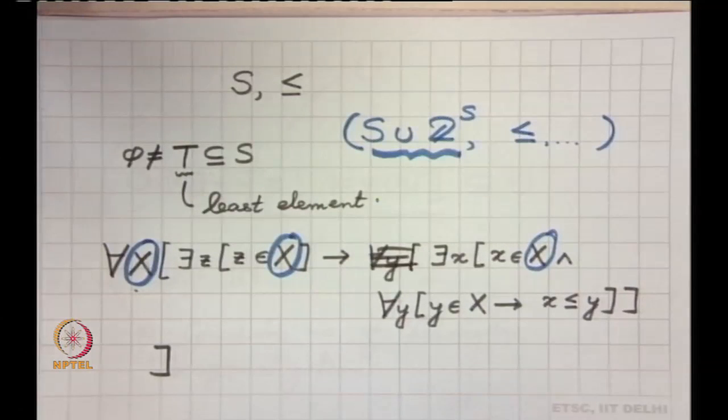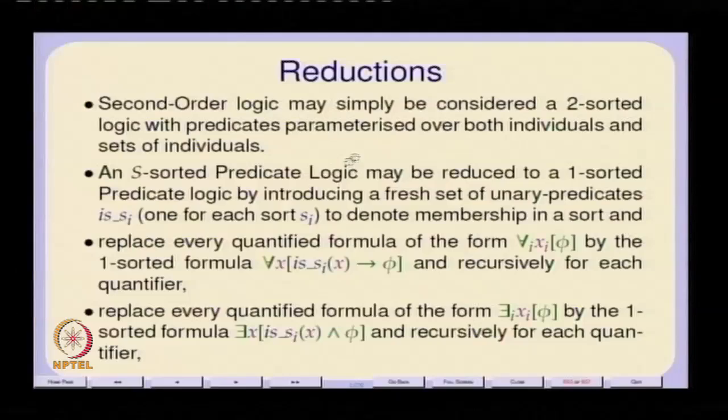So, we can think of this as a two sorted structure with a first order predicate less than or equal to. And what we may do is think of second order logic as simply a two sorted logic with predicates parameterized over both individuals and sets of individuals. So, in that sense we have reduced second order logic to a two sorted first order logic. There is actually a further reduction possible. Any S sorted predicate logic may be reduced to a one sorted predicate logic by introducing a fresh set of unary predicates, and I am calling this set of unary predicates Si.